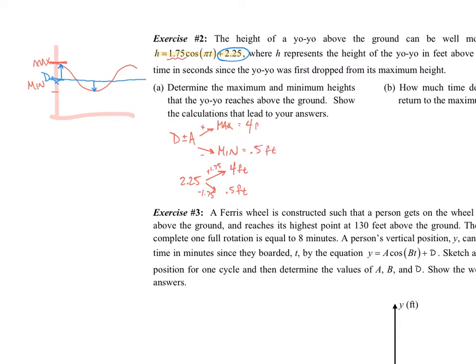and those are in feet. So it's important just to understand what these values mean. They have meaning within the context of these real-world applications, because this number, this amplitude, is telling us how high the function is going to rise above its middle, which is clearly 2.25. So in this case, that tells us what the highest point this yo-yo reaches and what the lowest point is that the yo-yo reaches.